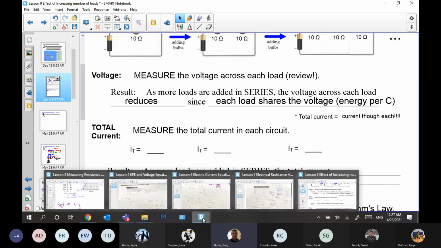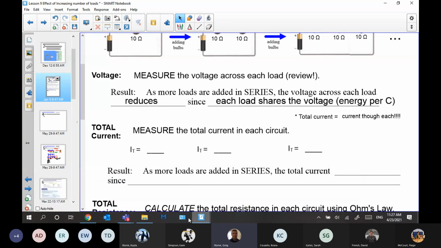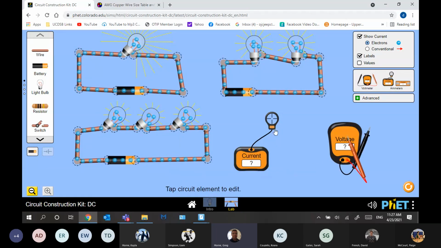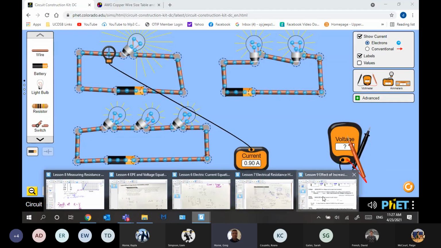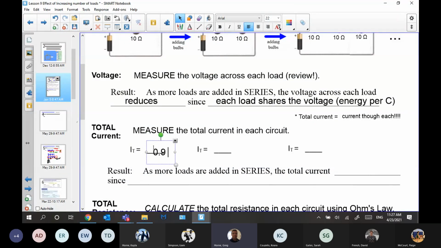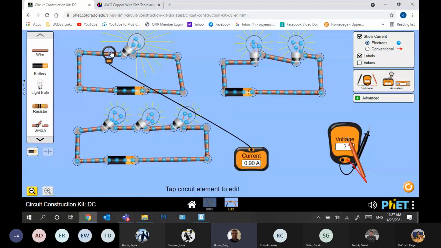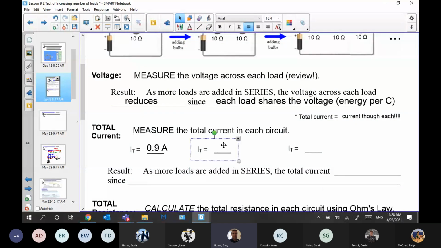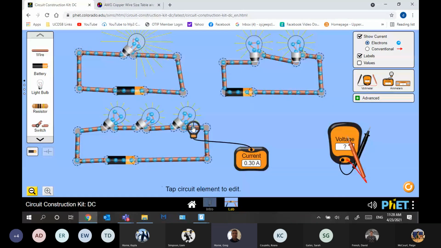Measure the total current in each one. And I would add into that the current through each part, but that's super easy to do now because we've got this little sensor we can just put wherever we want. So in this one, you've got a current of 0.9 amps. So jot that in, 0.9 amps. And then in the one with 2 bulbs, we've got 0.45 amps. And then with the 3 bulbs, we've got 0.3 amps.